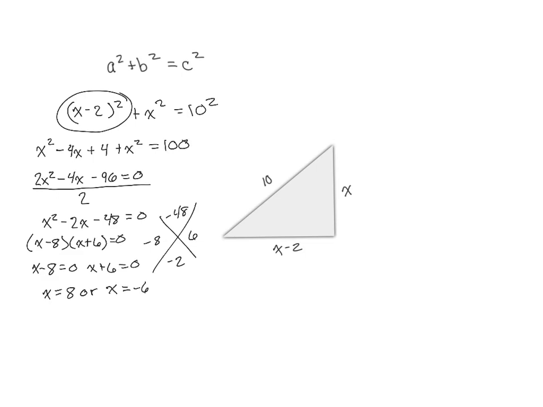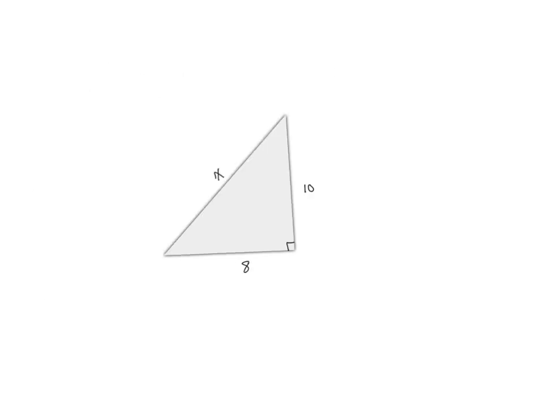Now remember, this is talking about a side length of a triangle. So it's impossible to have a length that is negative 6. So that one doesn't count, and our answer is x = 8.